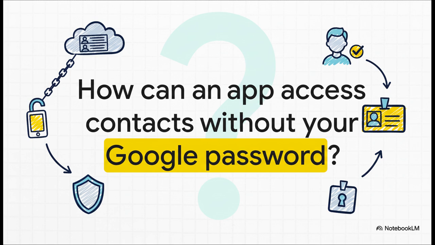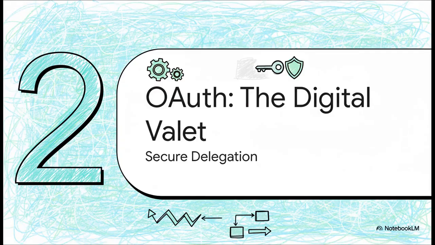And that right there is the million-dollar question. How do we let this app do one very specific thing, and only that one thing, without handing over the master keys to our entire digital kingdom? Giving away your password is off the table, so we need something way smarter. Well, the answer to this whole dilemma is a protocol called OAuth 2.0. This is the industry standard for what's called secure delegation. And honestly, the absolute best way to wrap your head around it is to think of it like a digital valet service for your data.